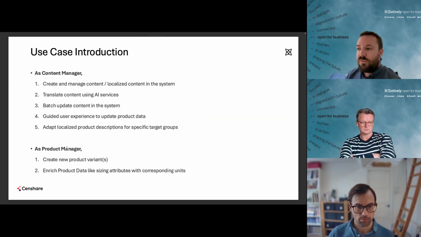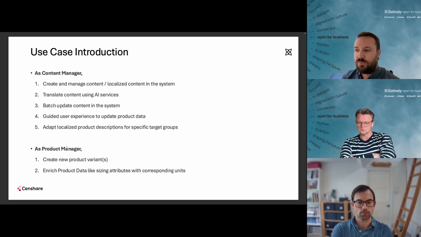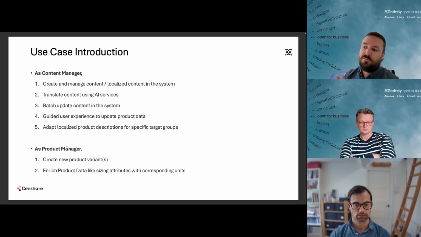Regarding some use cases that we will introduce, of course, there are some overlaps between these two roles, but we have, let's say, two main roles, one content manager and one product manager. One idea is to create and manage content, localized content mainly, in the system. It could be tedious, mainly if there are a lot of languages in the system to be managed.